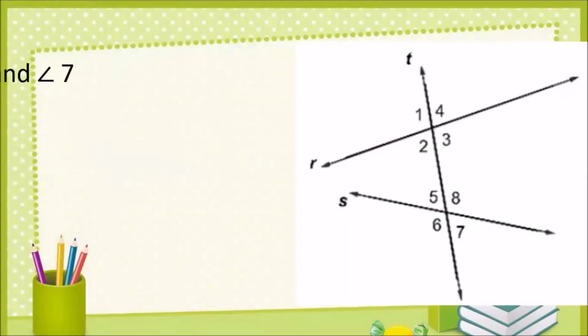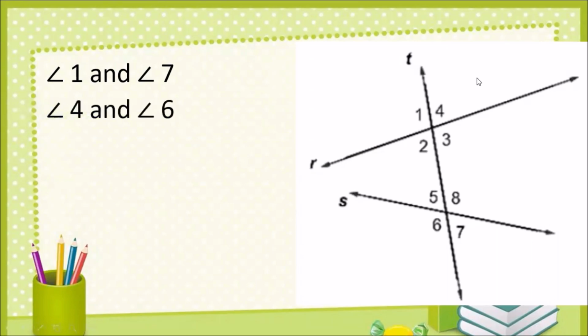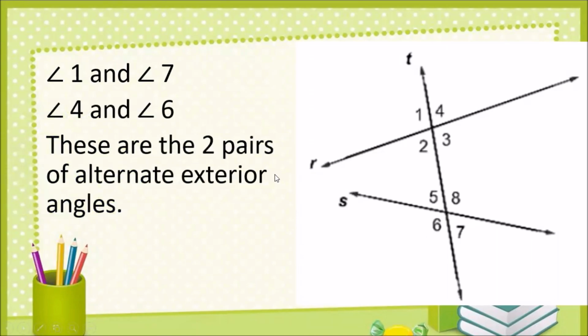So same figure, angle 1 and angle 7, parehas na exterior angle but in different position. One is on the left and the other on the right side. And another pair of exterior angles, angle 4 and angle 6. So these pairs are alternate exterior angles.